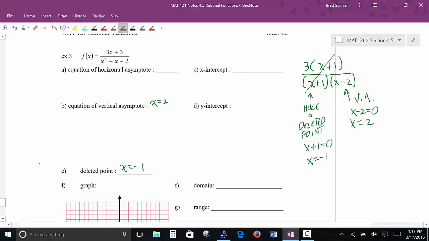Okay, all right, now let's look at the horizontal asymptote. When you look at a horizontal asymptote, you look at the degrees. The degree of the numerator is 1.